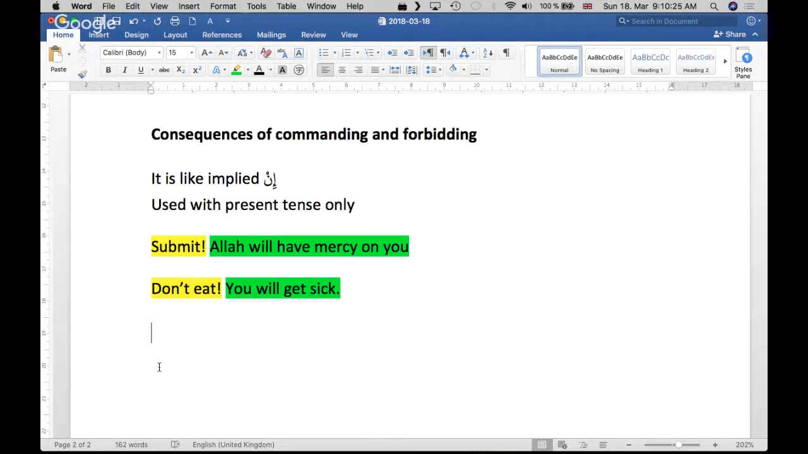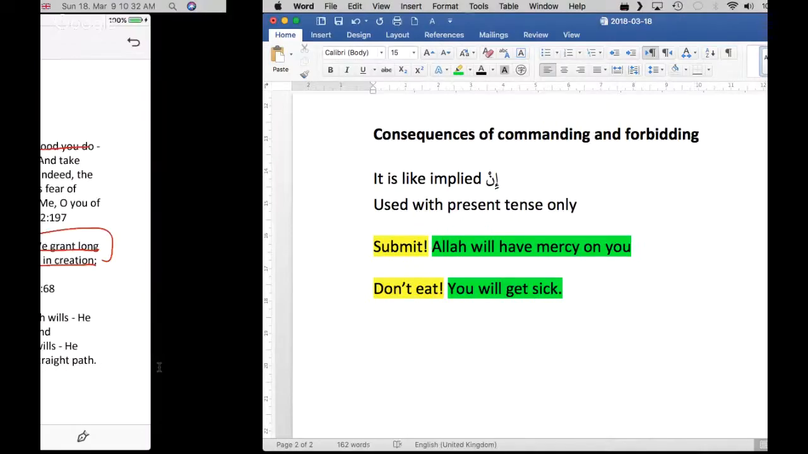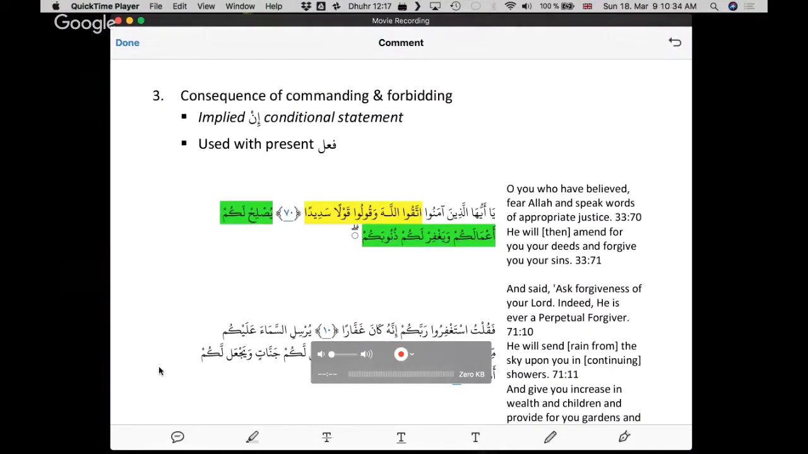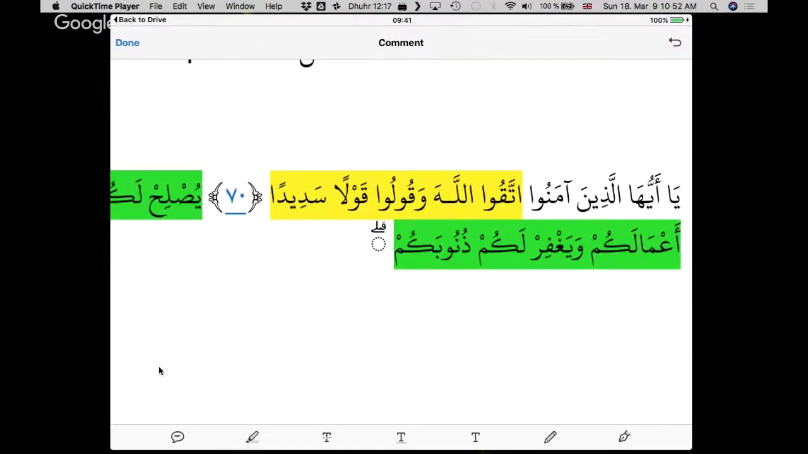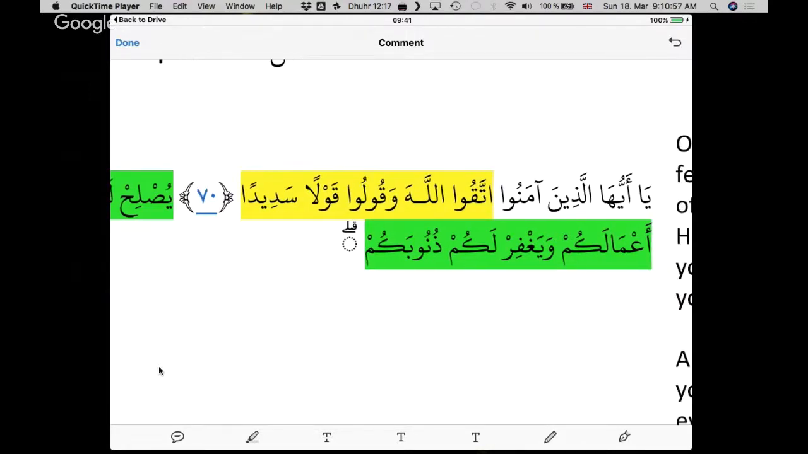Okay, so inshallah, let me take you to the notes again, and we'll do some Quranic examples that will clarify these things a lot better. Okay, so in your notes, it is mentioned here: consequence of commanding and forbidding. It's like an implied in conditional statement. They're used with present tense. Let's look at this example. Ya ayyuhal lazina amanu, which is munada, which is just addressing. Just label it as address to the believers. When calling someone. Ya ayyuhal lazina amanu.